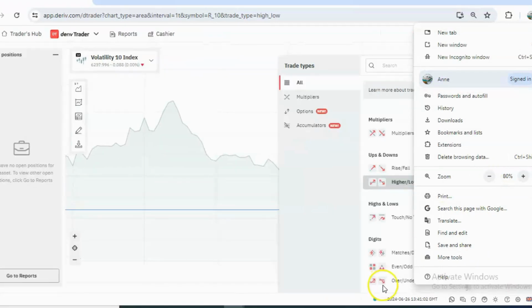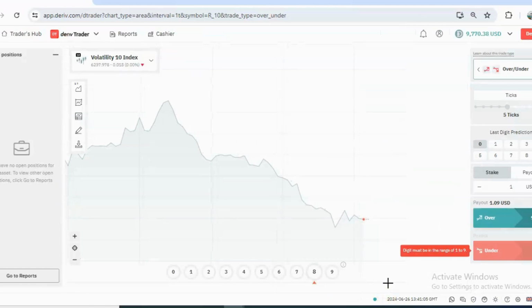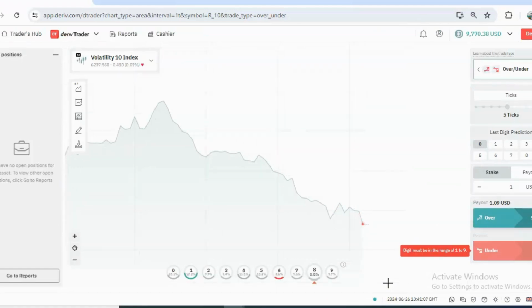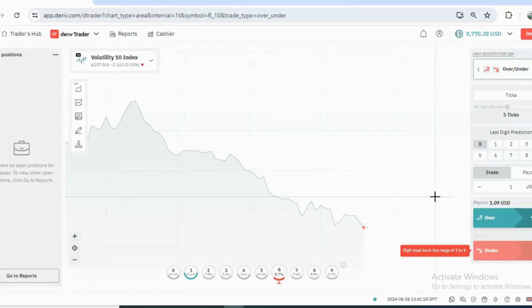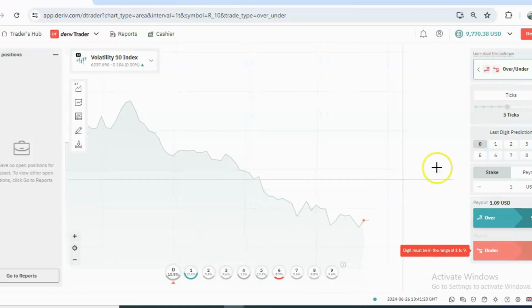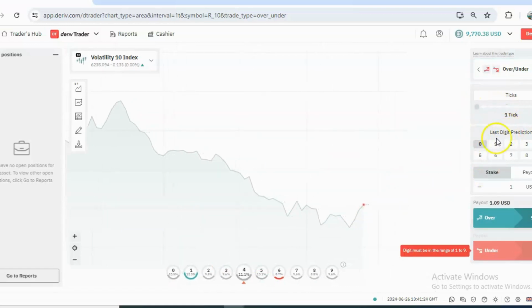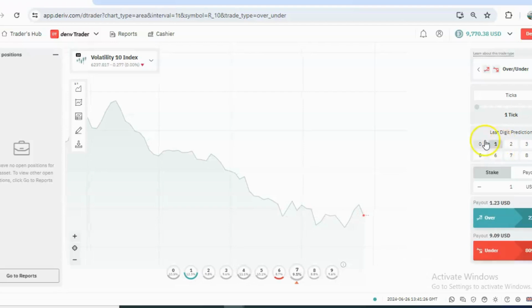For this one it's a bit risky if you are staking more and you are not willing to lose, but it's more advantageous because we can win more trades. What we need to look at here for ticks, we are just going to go with 1. Our last prediction is 1, so you can use this method with over 1 or over 2. Over 1 or over 2 is beginner friendly.